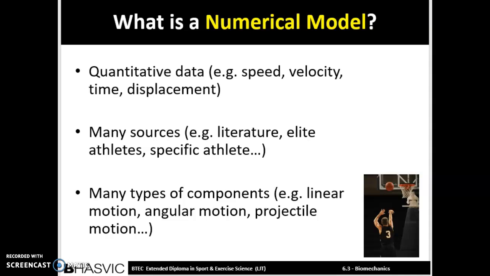It uses numbers and stats to analyze a performer. So this isn't opinion based. It's a very factual way of collecting data. You can form a numerical model by using many different sources. So there's many ways to study to produce a model or the perfect model.